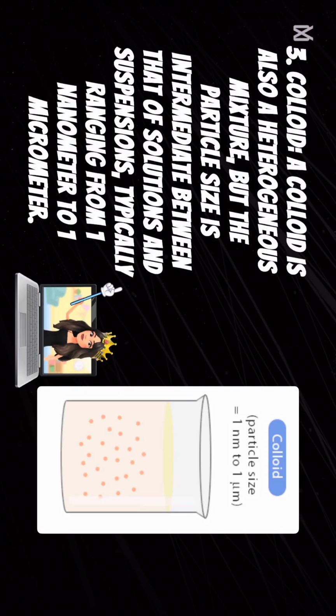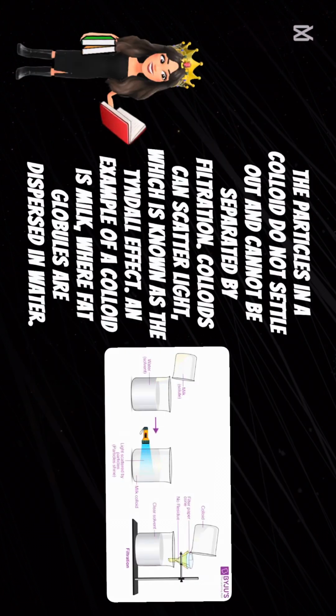Number 3, the colloid. A colloid is a heterogeneous mixture, but the particle size is intermediate between that of the solutions and the suspension, typically ranging from 1 nanometer to 1 micrometer. The particles in a colloid do not settle out and cannot be separated by filtration. Colloids can scatter light, which is known as the Tyndall effect. An example of a colloid is milk, where fat globules are dispersed in water, like shown in the picture.